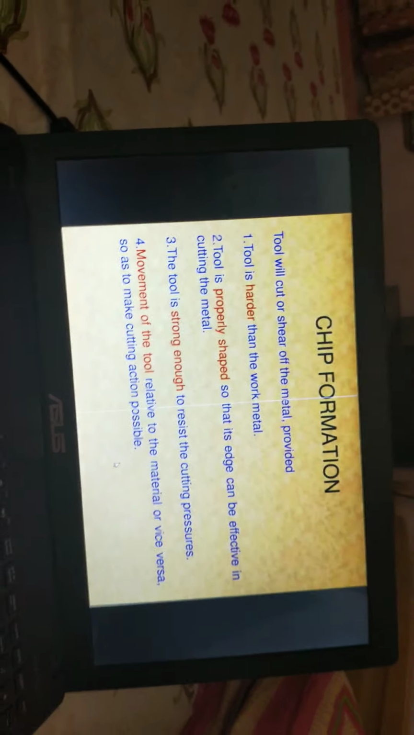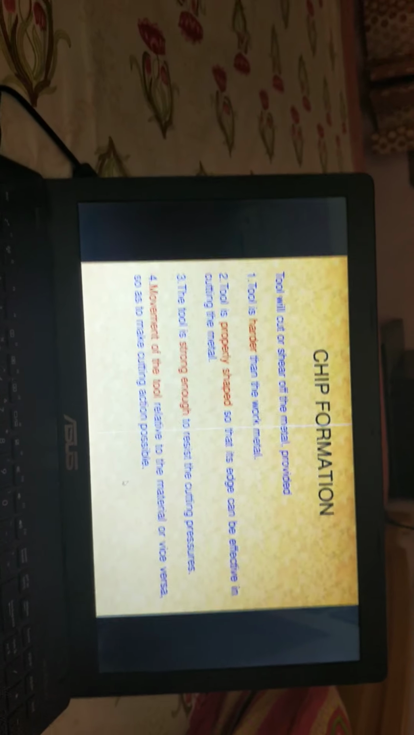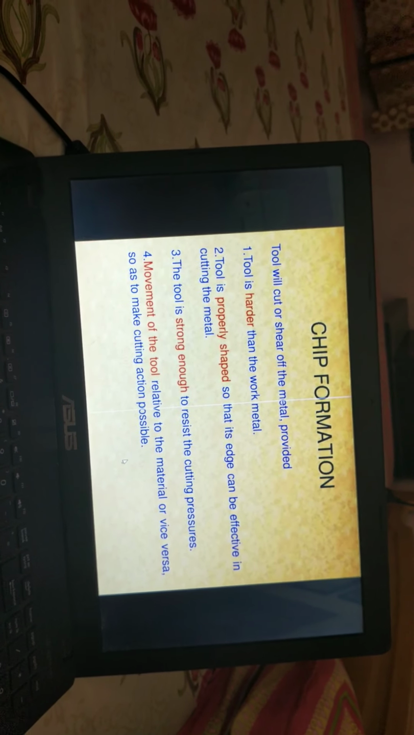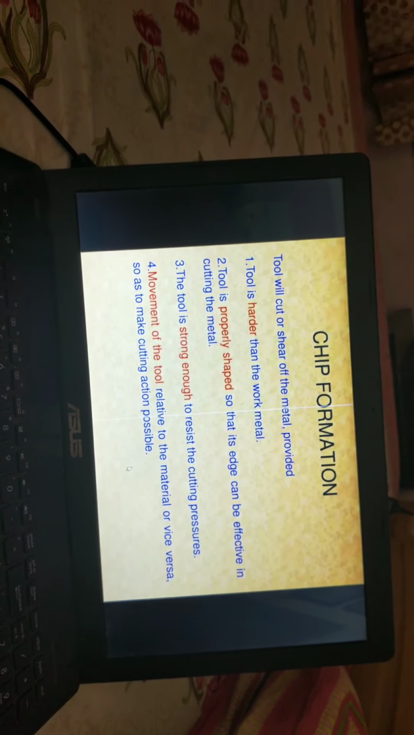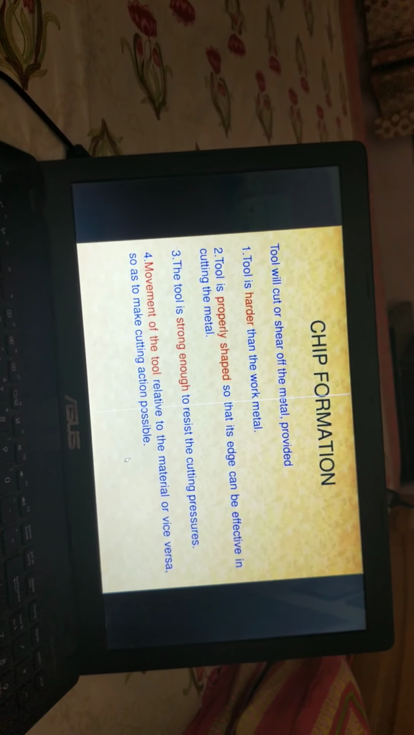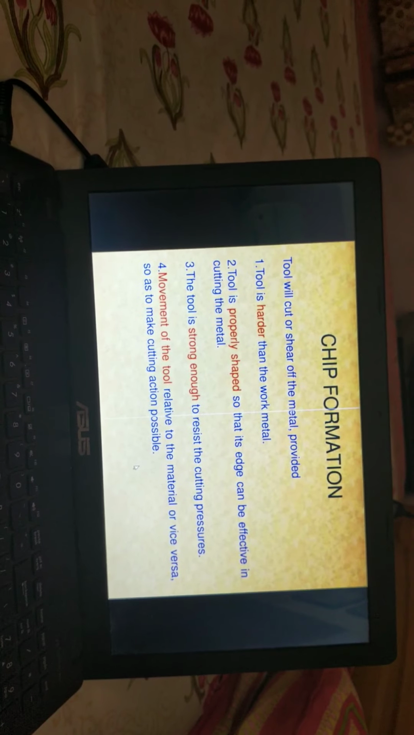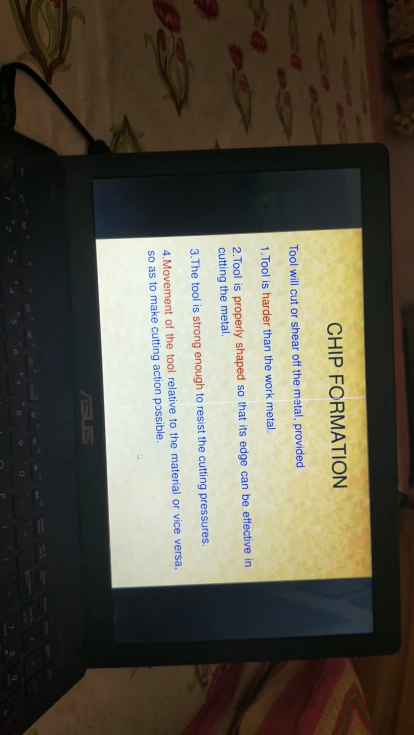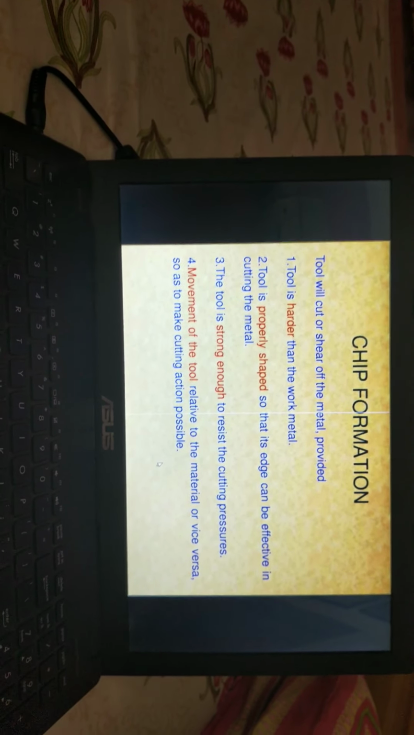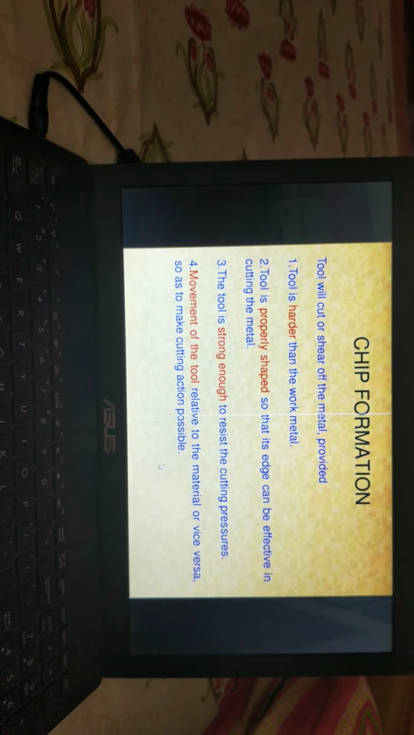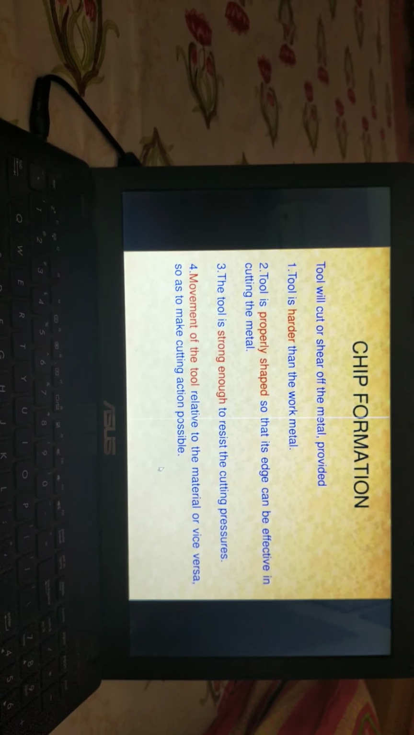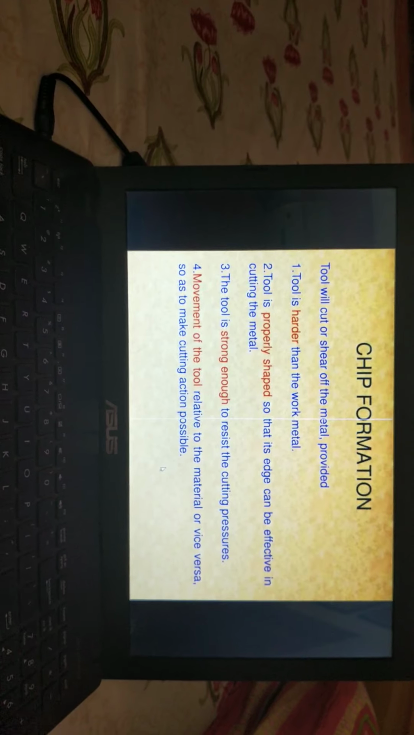In chip formation, the tool will cut or shear the metal provided the tool is harder than the work metal, the tool is properly shaped so that the edge can be effective in cutting the metal, the tool is strong enough to resist cutting pressures, and there is movement of the tool relative to the work material or vice versa, so as to make cutting action possible.